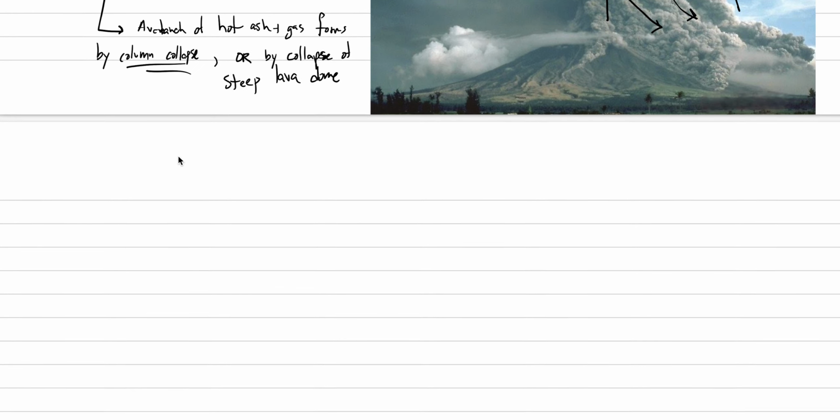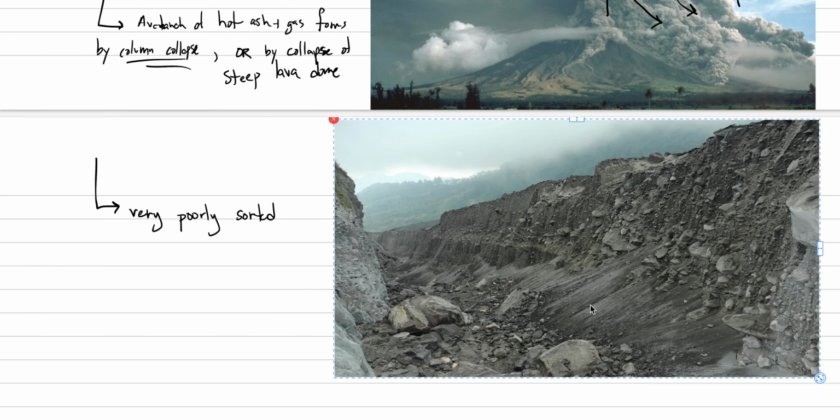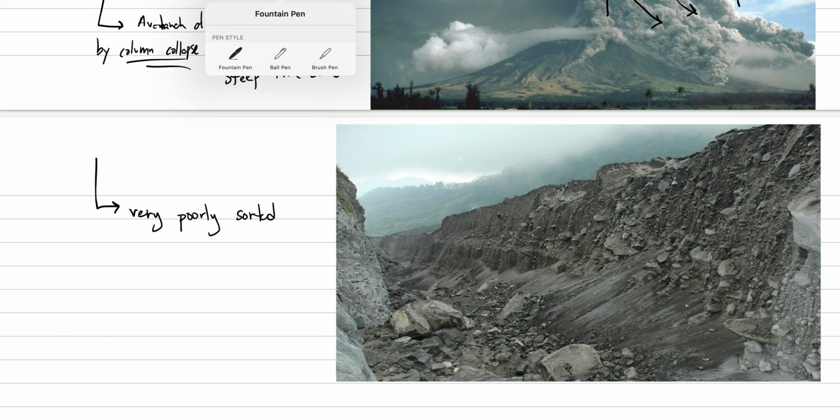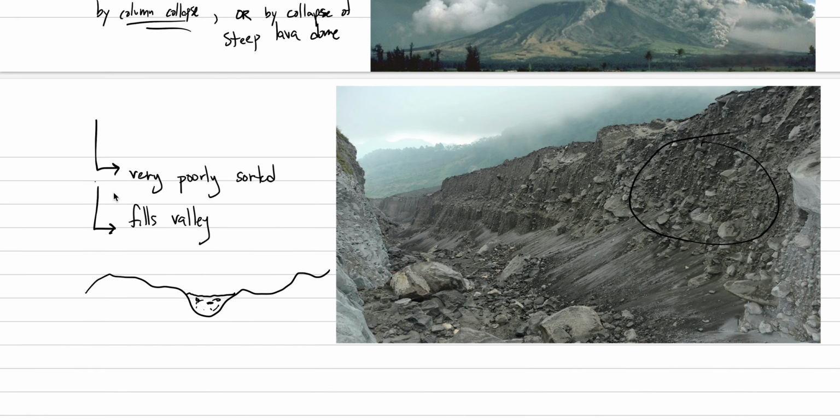To recognize a PDC in the rock record, we're going to look for two things. We're going to look for very poor sorting. It's an avalanche. Avalanches are always very poorly sorted because big clasts and small clasts are all mixed together. So here's an example of a PDC deposit that's been incised by some river erosion. And if we look at this in detail over here, we can see these huge blocks and boulders all supported by very fine ash. So we're going to look for very poor sorting. Another thing we're going to look for is that it fills valleys. It doesn't mantle topography. Instead, if this was our topography, the PDC would actually be sitting in the valley as this very poorly sorted deposit. It behaves like a river or a mud flow in that way.